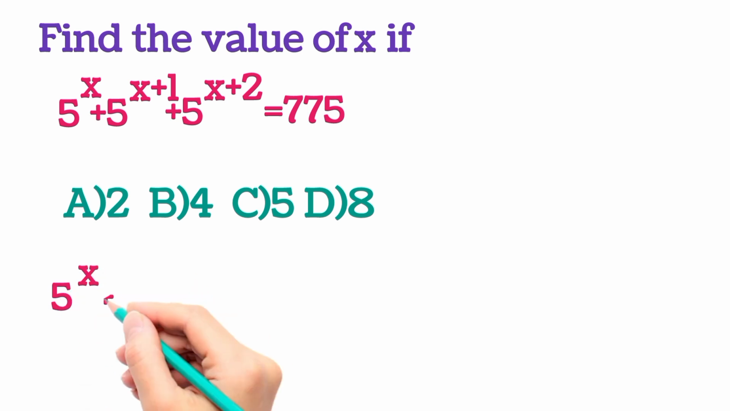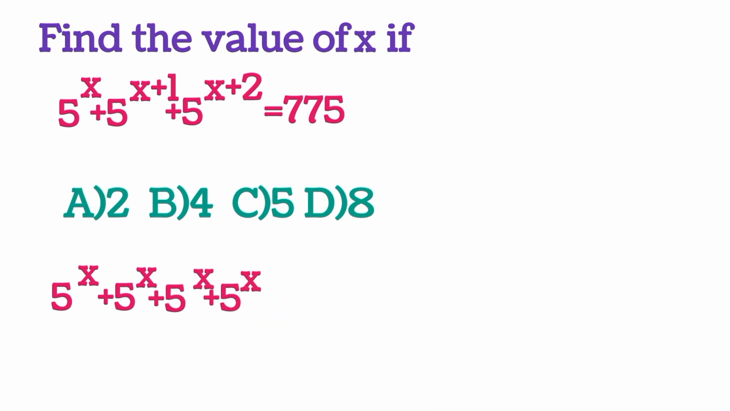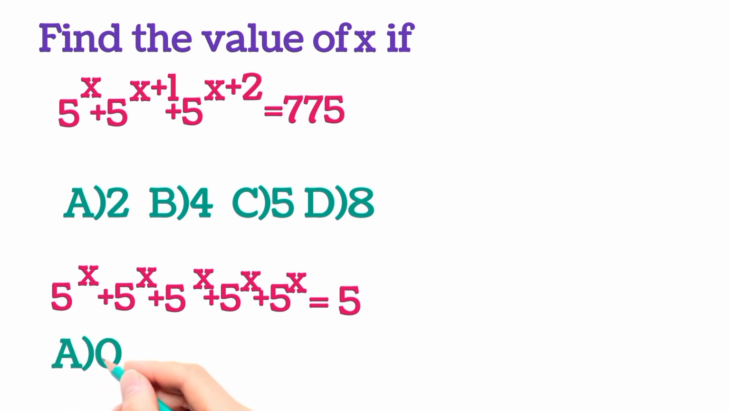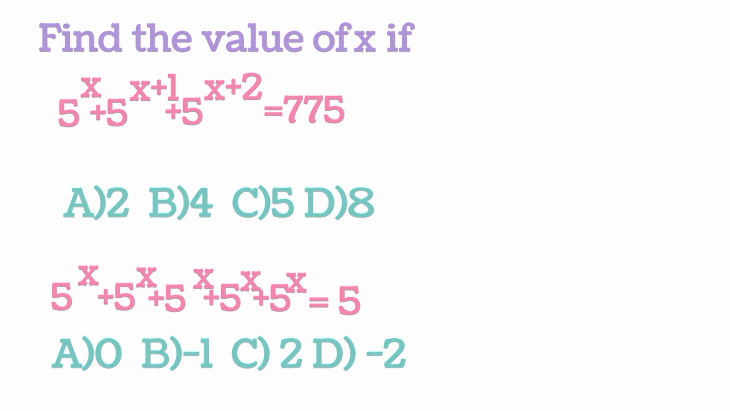Second question is 5 to the power x plus 5 to the power x plus 5 to the power x plus 5 to the power x plus 5 to the power x is equal to 5. And the options are A 0, B minus 1, C 2 and D minus 2. So let's see how to solve these questions.